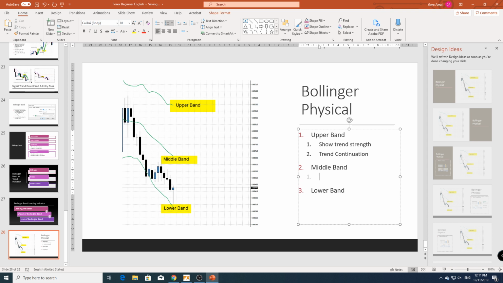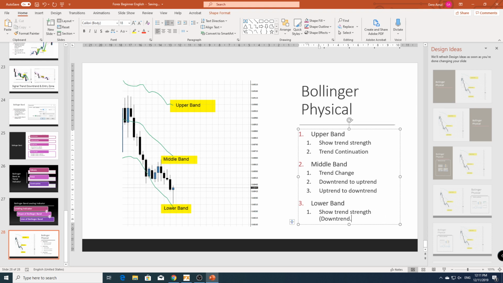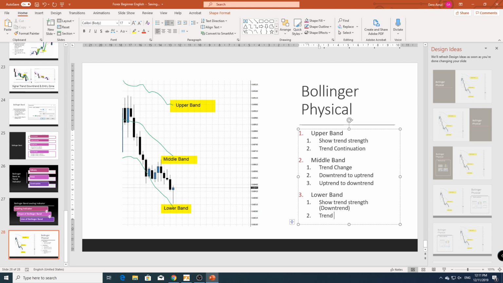And the middle band is the place where the trend changes, from downtrend to uptrend, or from uptrend to downtrend. You're going to learn this later, and I'm going to show you. For the lower band, it shows trend strength as well. In this case, the lower band shows the downtrend, and the trend continuation for the downtrend. So we have this basic structure of the Bollinger Band.